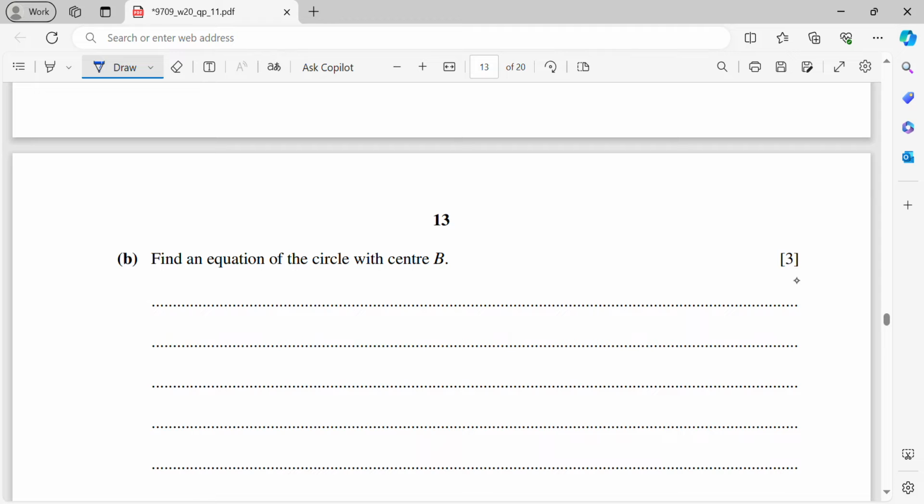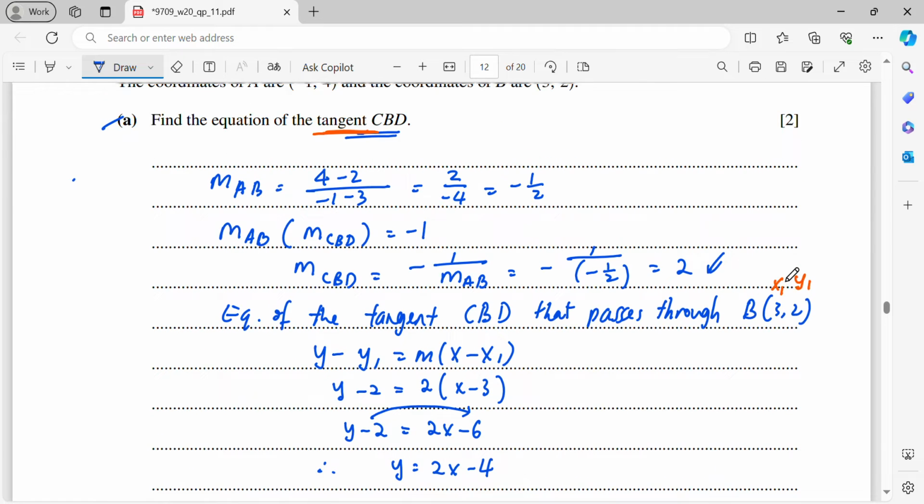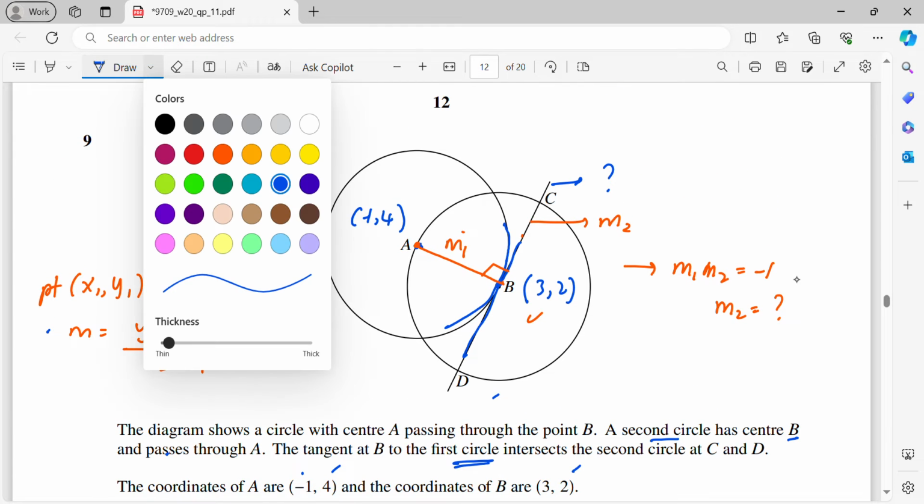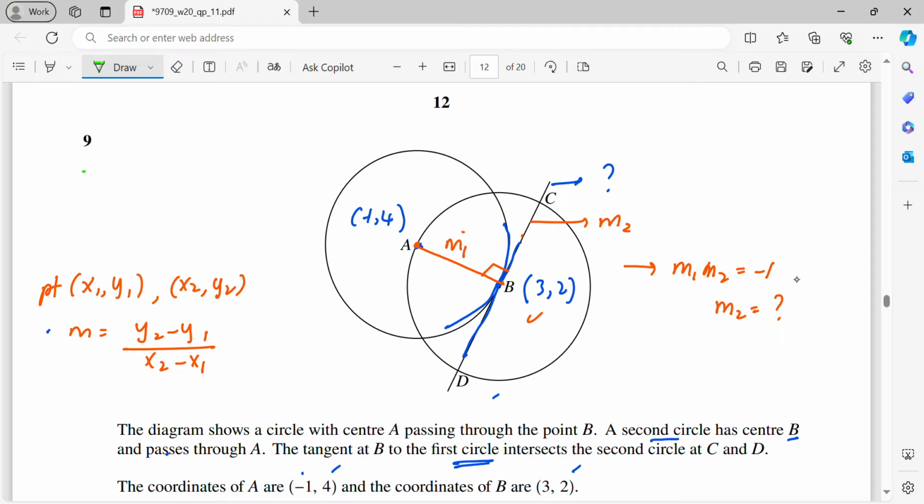Okay, B, find the equation of the circle with center B. Right, refer back to the diagram. So from here, just for information, this is circle B, the center is given as 3, 2. I just need to find out what my radius is here. This AB is also my radius. So my radius is the length of AB. So now I have to find out what the length is.